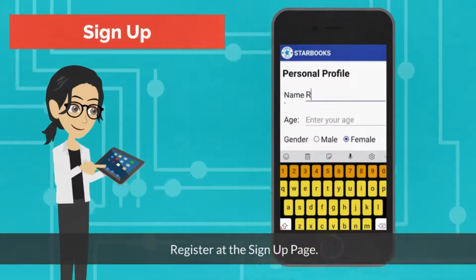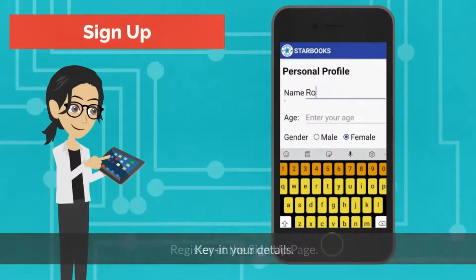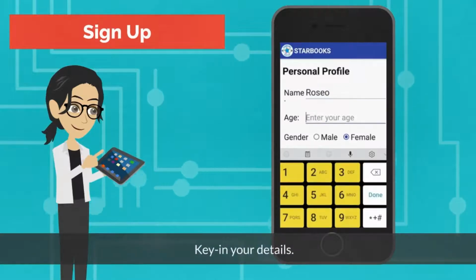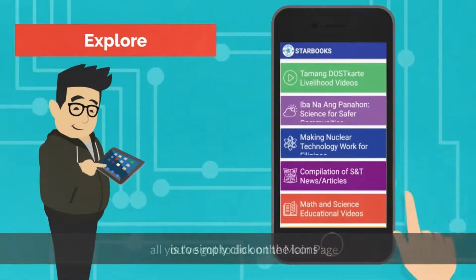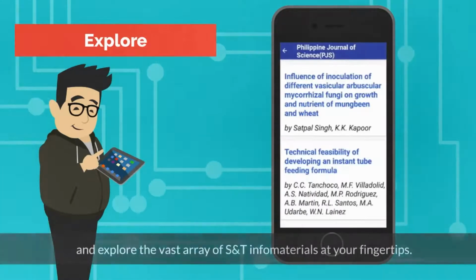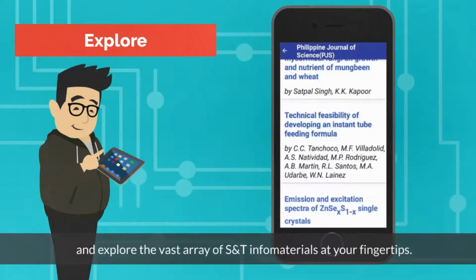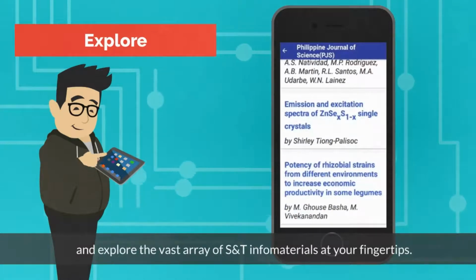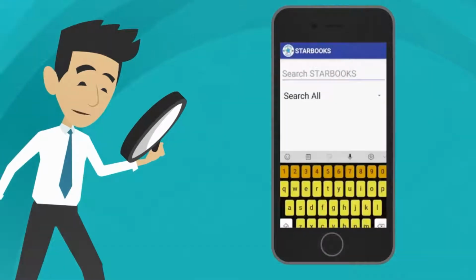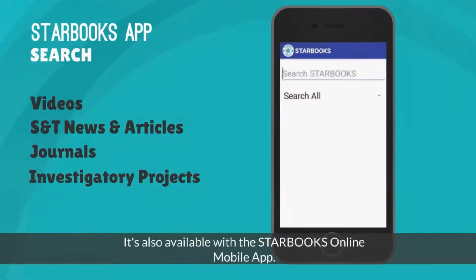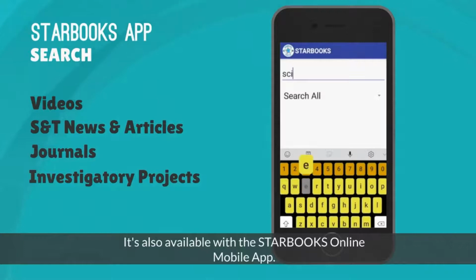Register at the sign-up page. Key in your details. Once done, all you've got to do on the main page is to simply click on the icons and explore the vast array of S&T info materials at your fingertips. Search all you want. It's also available with the Starbucks Online mobile app.